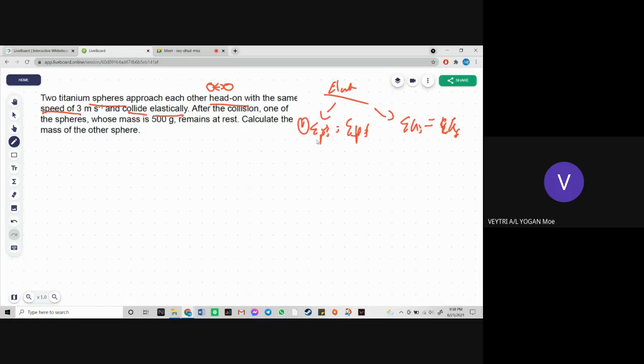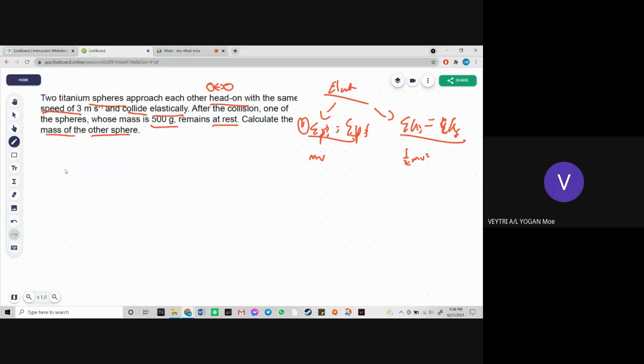Therefore, these are the formulas that you need to use. P equals apa? mv. K equals apa? Half mv squared. Okay? Now, let's have a look at the question. Before collision, it hits each other. After collision, one of the spheres whose mass is 500 gram remains at rest. Calculate the mass of other sphere. Dekat sini, tiada angle apa-apa. So you guys can just relax. No worries at all. Tapi, we have lack of information. That's the one will kick in the doubts.